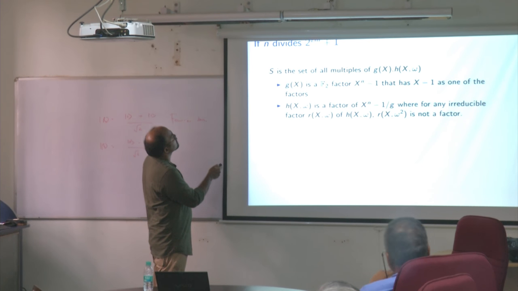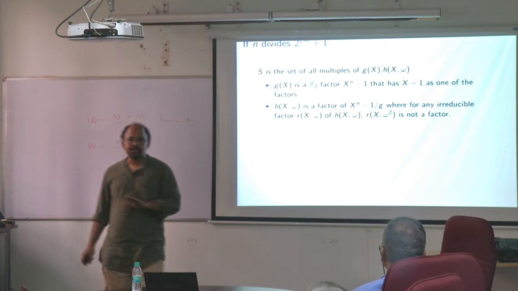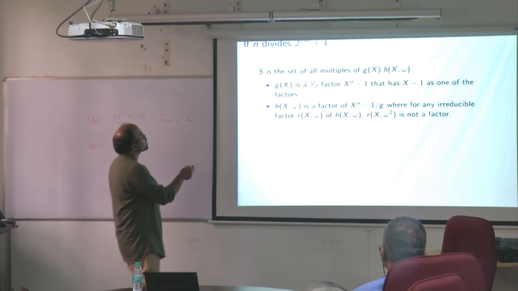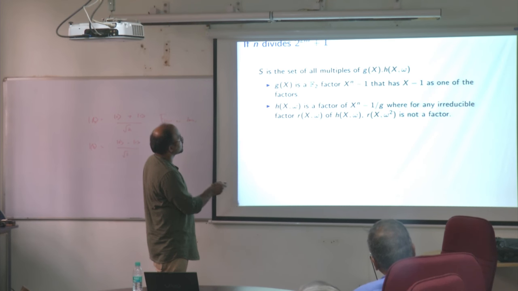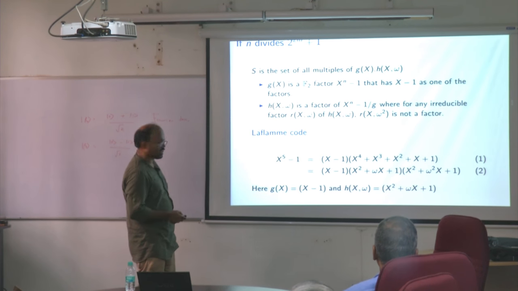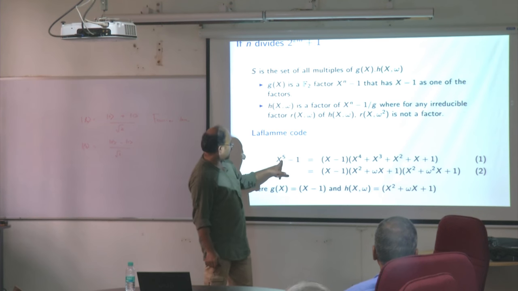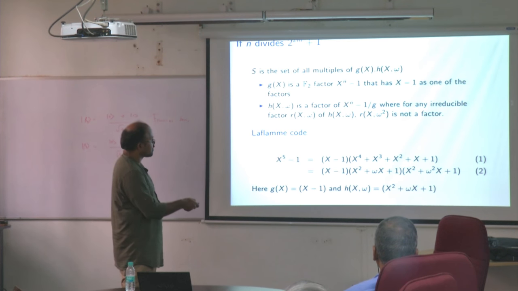One condition. Now, if n divides 2^t plus 1, when t is an even number, then we do have linear codes, and it is completely characterized as follows. The isotropic sets that we are talking about are multiples of something which looks like this. Gx is a polynomial over F2, and Hx(omega) is a polynomial over F4. Gx is a factor of this, which contains x minus 1, and Hx is a factor of the remaining terms. Instead of explaining this, let me look at the left-hand row, which is an example of ours. So look at the polynomial x^5 minus 1. Over F2, it splits like this. It becomes x minus 1 times this polynomial.